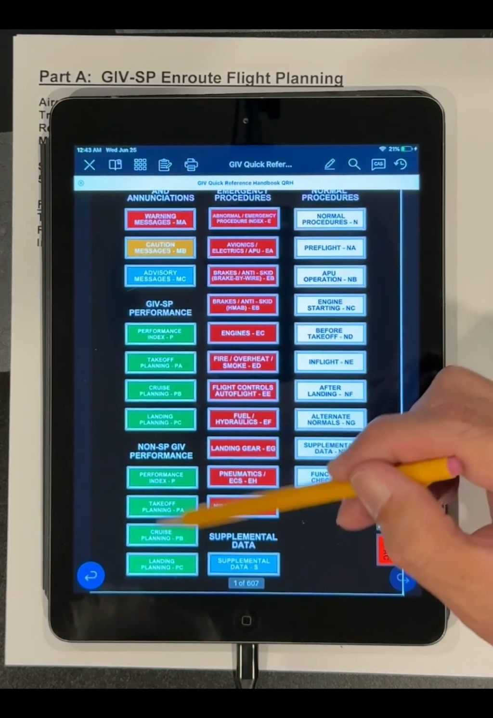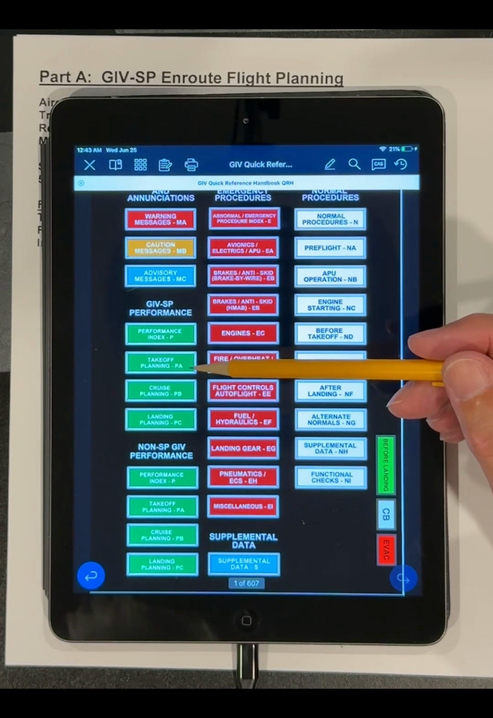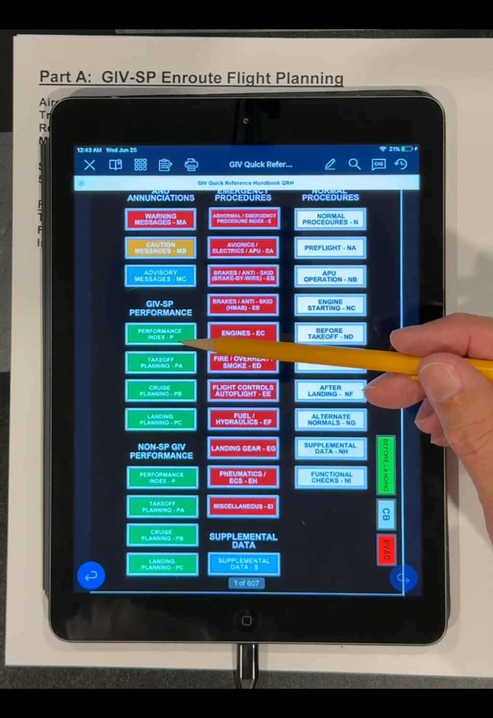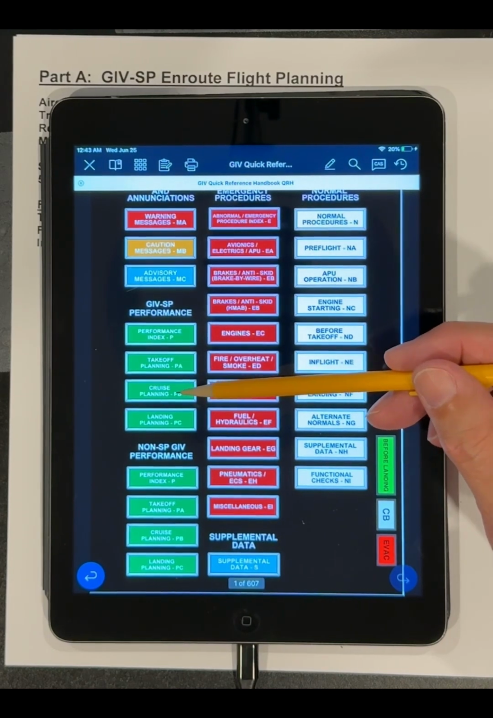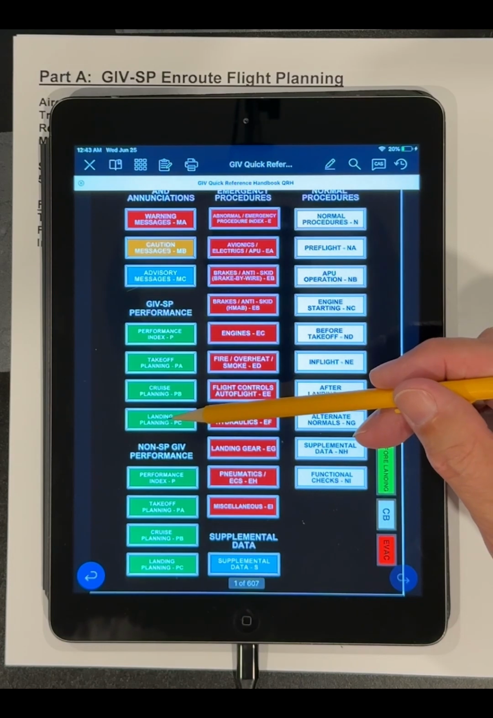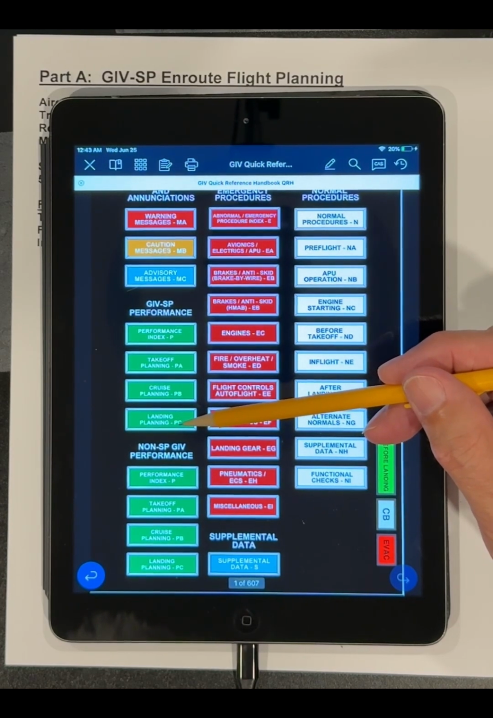We can ignore all of this down here. We're just going to be dealing with the G4 SP. Performance index, we've got takeoff planning. That's Papa Alpha, P for performance. Cruise planning, that's the first thing we're going to do, and that's Papa Bravo. And then there's landing planning, and that's Papa Charlie.